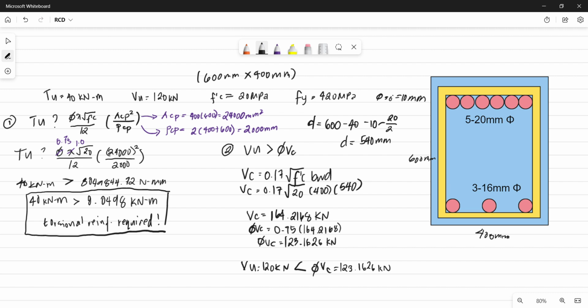Pag ganyan, if your ultimate shear is less than your VBC or yung required, shear reinforcement is required.